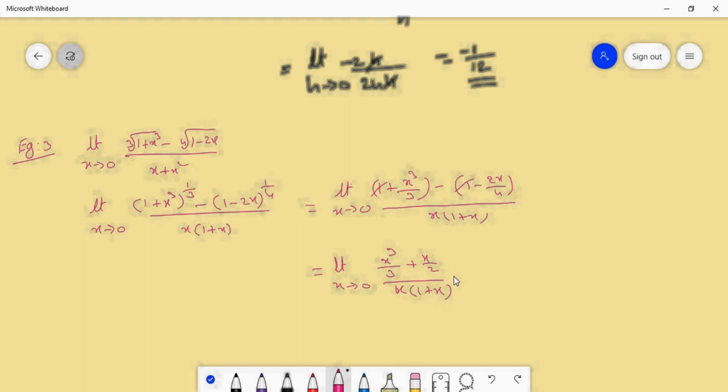Right? Now take x outside. So x square by 3 plus 1 by 2, divided by x into 1 plus x. The x is cancelled. Now in the place of x apply 0. So 0 plus 1 by 2, divided by 1 plus 0. This is equal to 1 by 2.